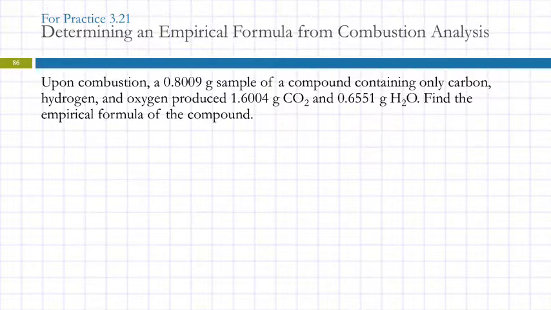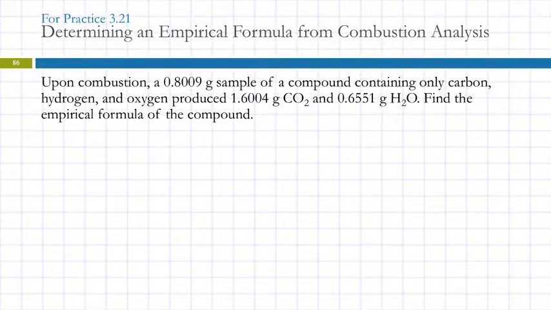Here's another one. Upon combustion, a 0.8009 gram sample of a compound containing only carbon, hydrogen, and oxygen produced 1.6004 grams of CO2 and 0.6551 grams of water. Find the empirical formula. Okay, very similar idea. This one, though, there's oxygen. So we've got mass of CO2. We're going to get moles of carbon out of that. We've got mass of water. We're going to get moles of hydrogen out of that.